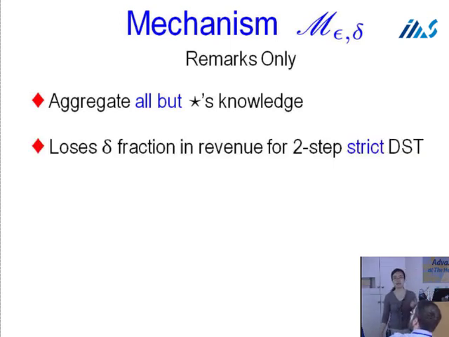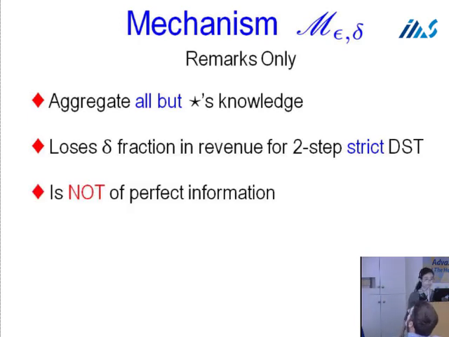And the second, why are we losing this delta fraction in the revenue? This is because we want to achieve two-step strict dominant strategy truthful instead of just dominant strategy truthful. If you think dominant strategy truthful is good enough, then you can simply change this mechanism very easily to make it work with 100% of this star benchmark. So delta is there only for the strict dominance.